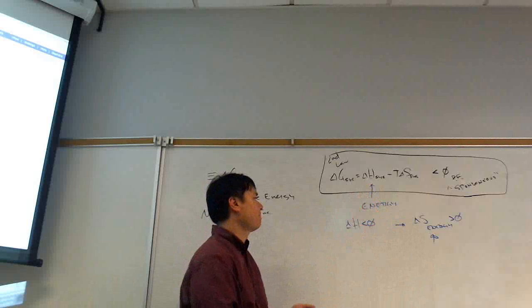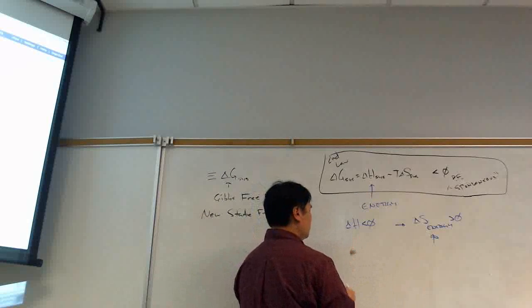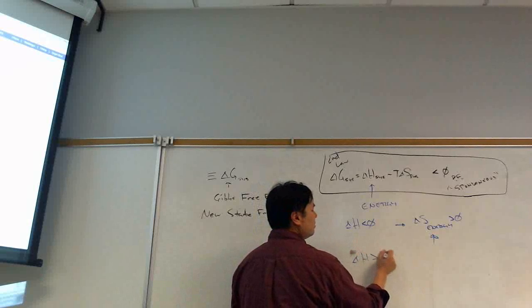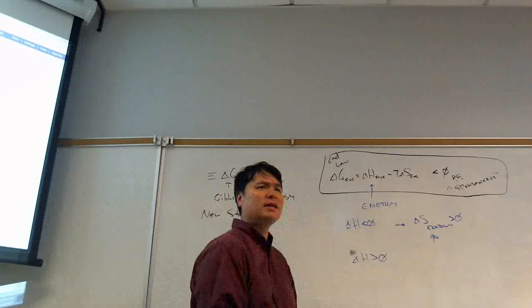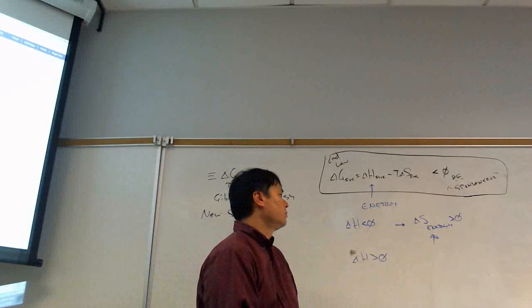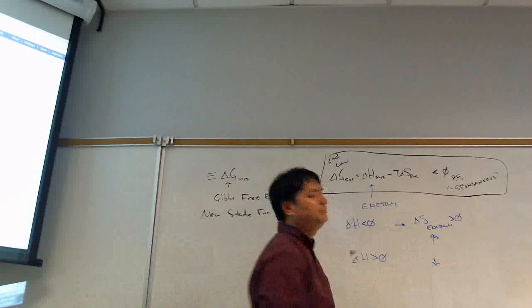And so here, if delta H is greater than 0, then that means the opposite. If delta H is greater than 0, that means it's endothermic. It's got to take in energy from the surroundings. And the opposite would happen. This would go down.